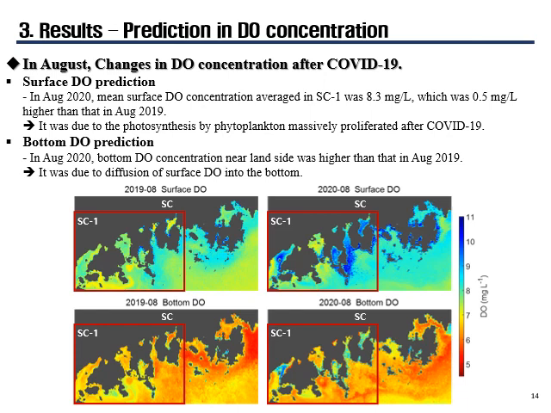In the changes in DO concentration after COVID-19 in August, in surface DO prediction, the mean surface DO prediction average in SC1 was 8.3 milligram per liter, which was 0.5 milligram per liter higher than that in August 2019. It was due to the photosynthesis by phytoplankton massively proliferated after COVID-19. And in the bottom layer, the bottom DO concentration near the land side was higher than that in August 2019. It was due to diffusion of surface DO into the bottom.